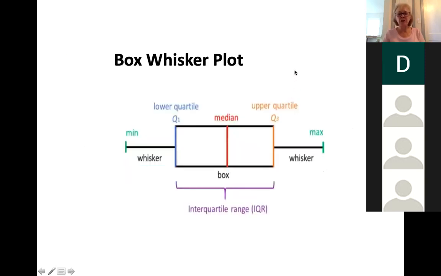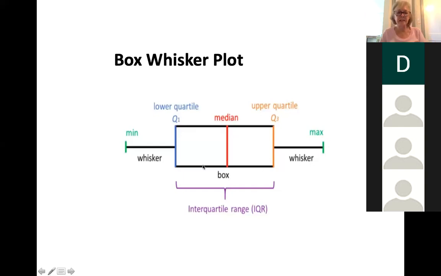So if we're going to talk about the interquartile range, I have to talk to you about a graph called a box whisker plot. Probably haven't heard about it before. It's very, very popular in statistics. What it does is it orders things from smallest to largest. And there's a marker for the minimum and a marker for the maximum.